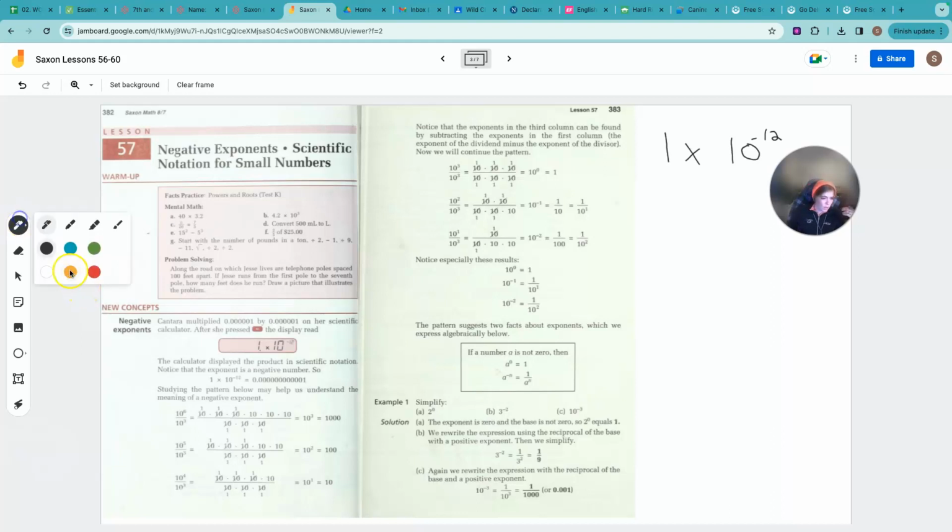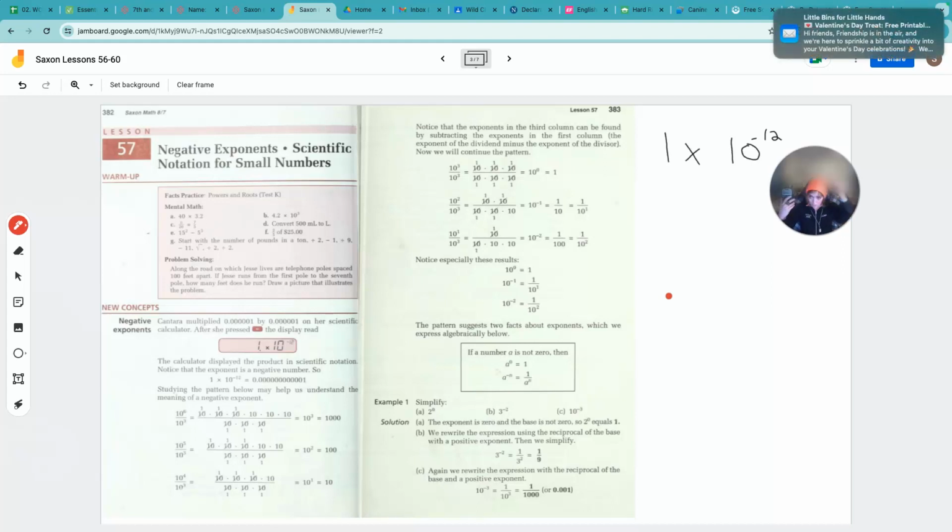Anyway, so Kantara multiplied 0.5 zeros and a 1 by 0.5 zeros and a 1, I guess, on her scientific calculator, because I guess we use these. So you get basically a lot of zeros when you do that. So let's break it down.